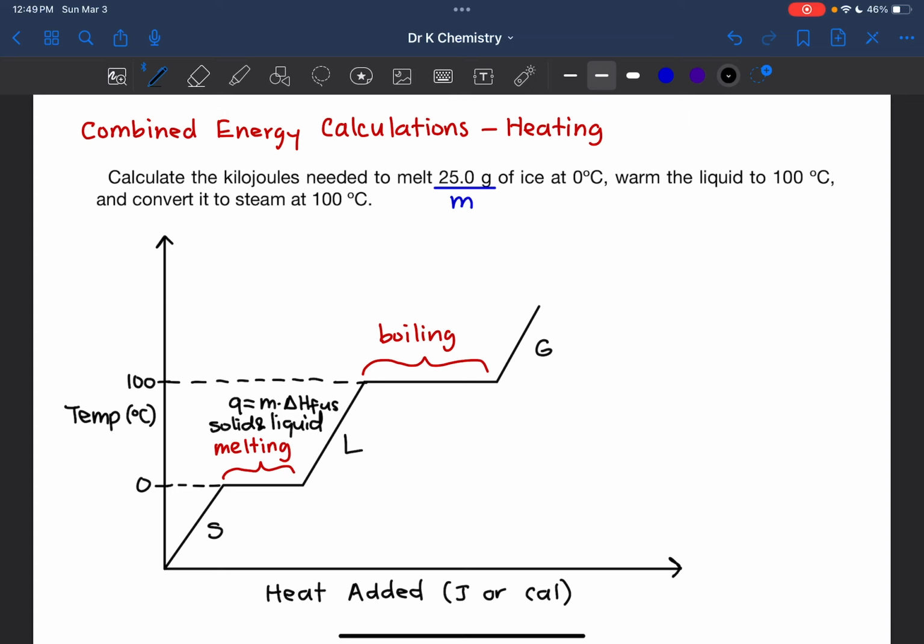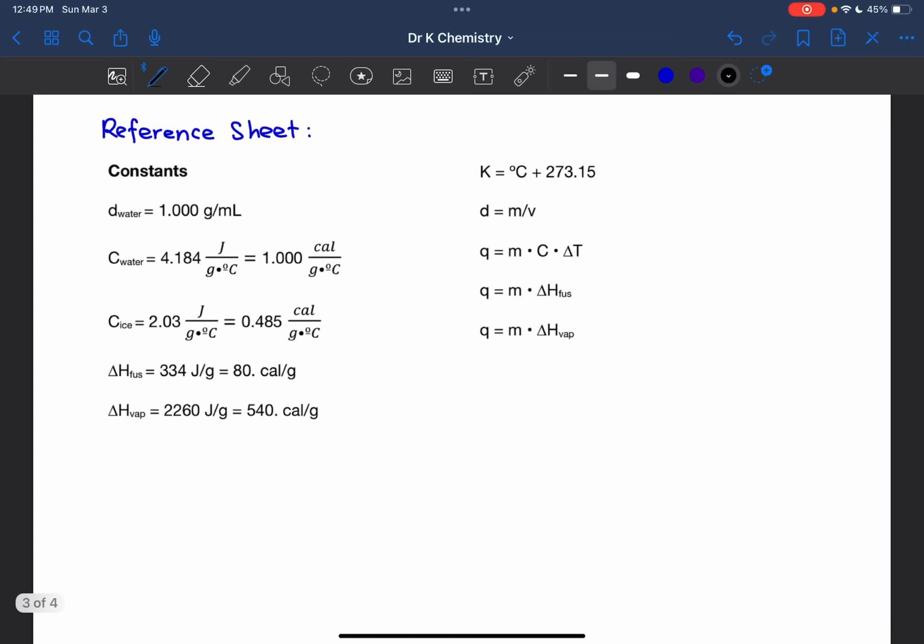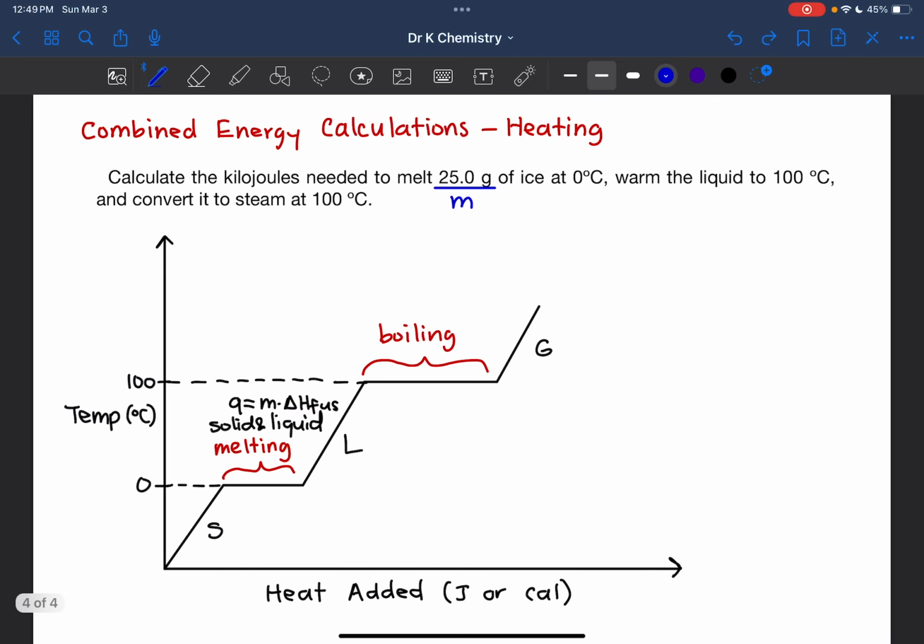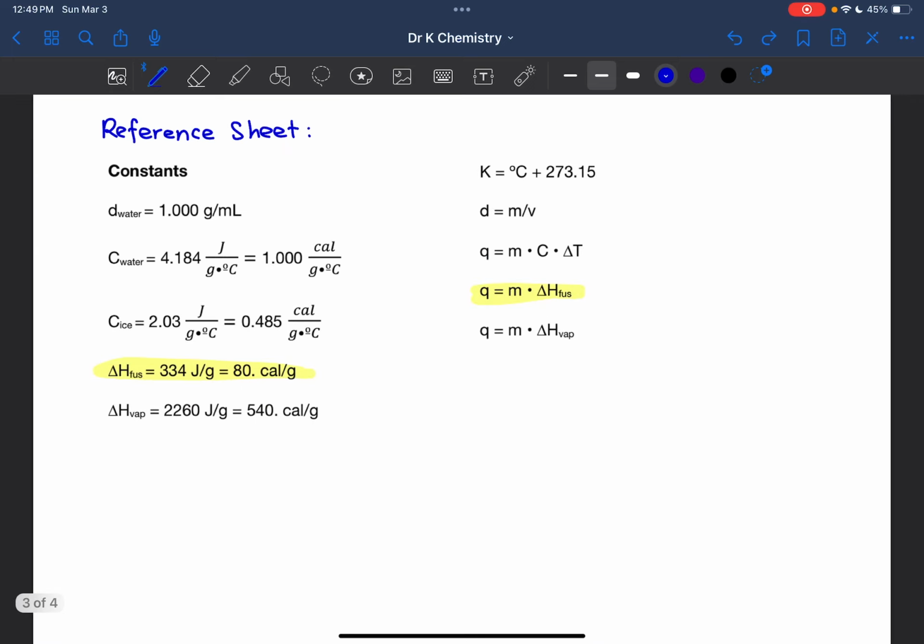And the heat of fusion is a value that you would look up in a reference sheet that might look something like this. So you may notice that that equation is listed right here, and then the value for the heat of fusion is given right here. And which value you use depends on which unit you need for your problem. So we do have the value in calories per gram or joules per gram. Now in this problem, it's asking for kilojoules. So once I get to the point where I'm plugging things in, I'm going to use the joules per gram value.